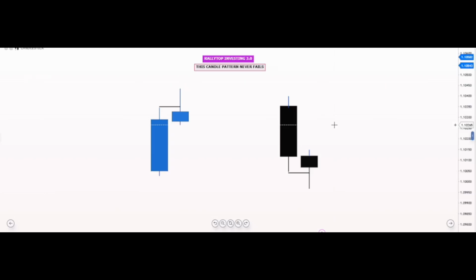Can you actually trail your stops? Of course you can. But first of all, make sure you have secured 3R multiple using this strategy. Okay? Now, let me take you to the live chart and show you what I mean.